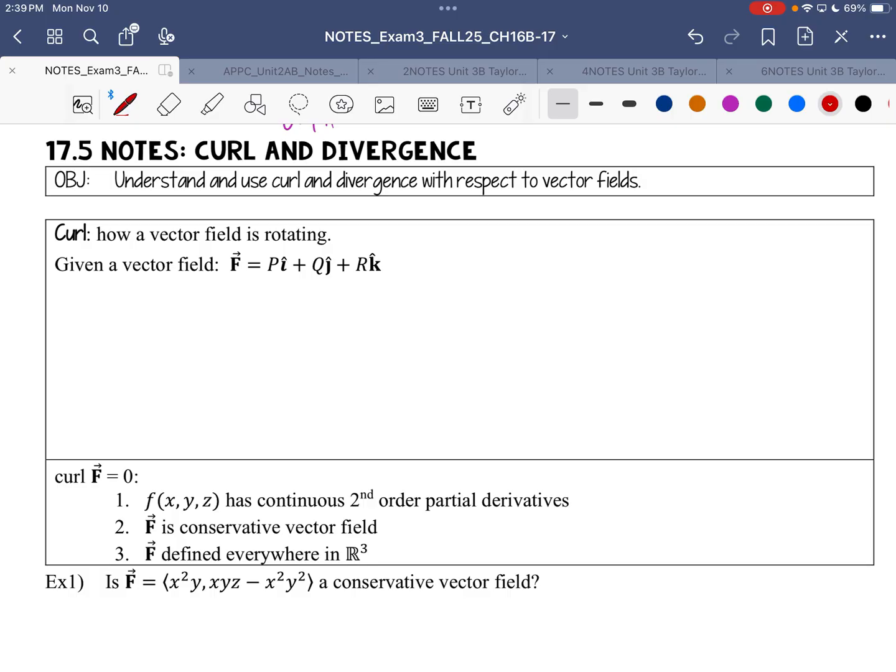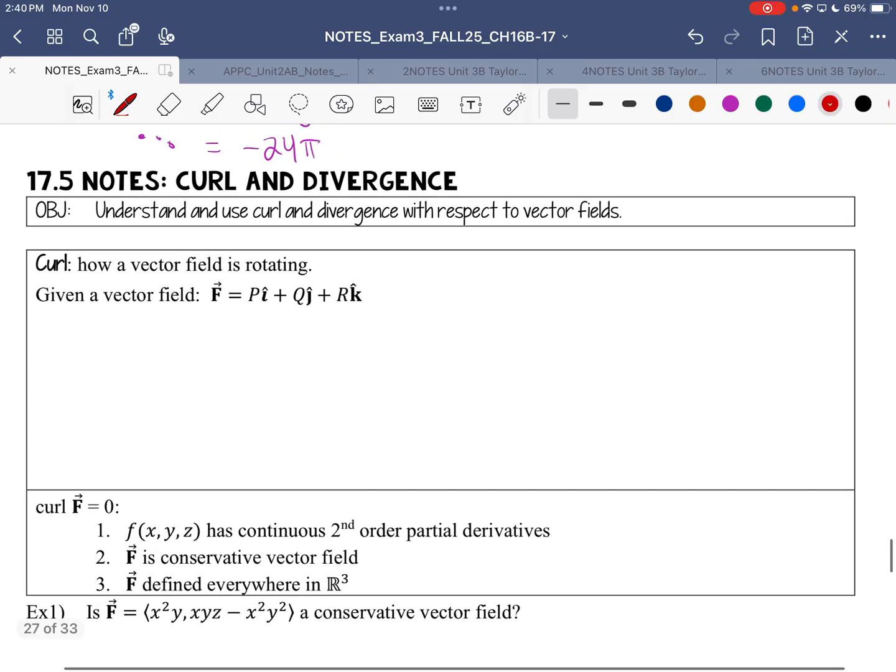Okay, so that video helped, hopefully, visualize what we're talking about when we're doing divergence and curl. I really like his graphics a lot. So curl is basically how a vector field is rotating.